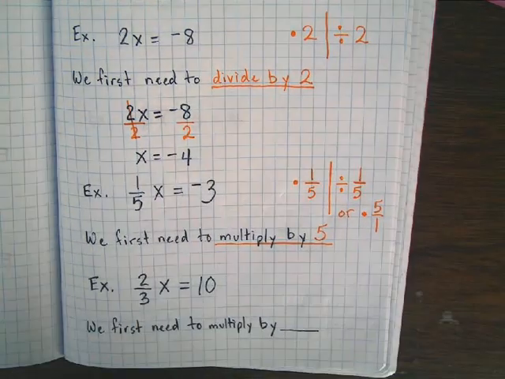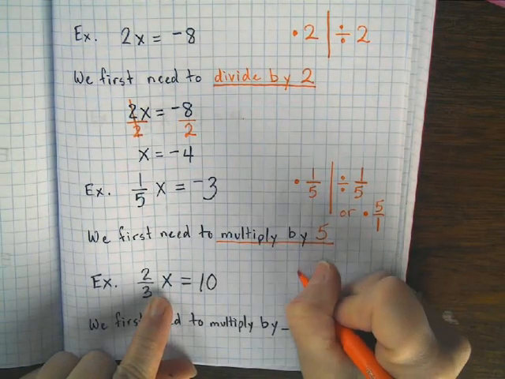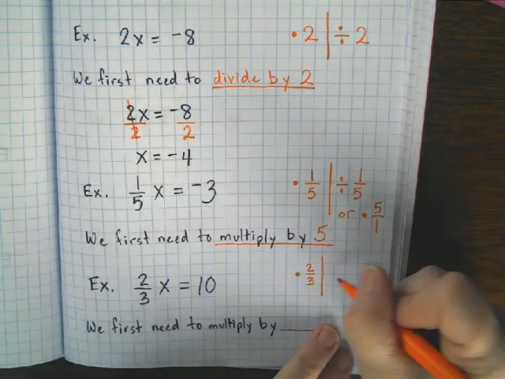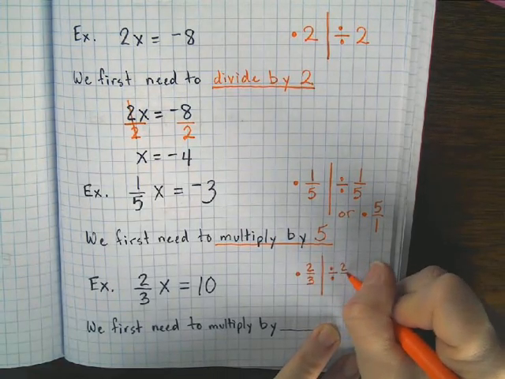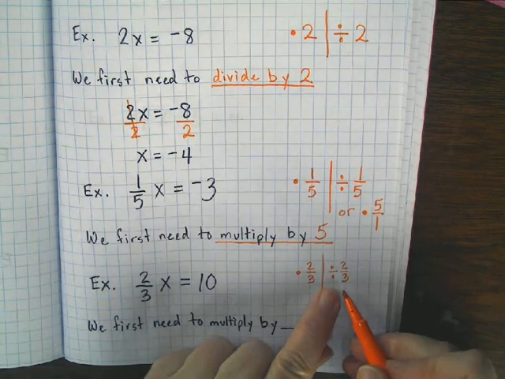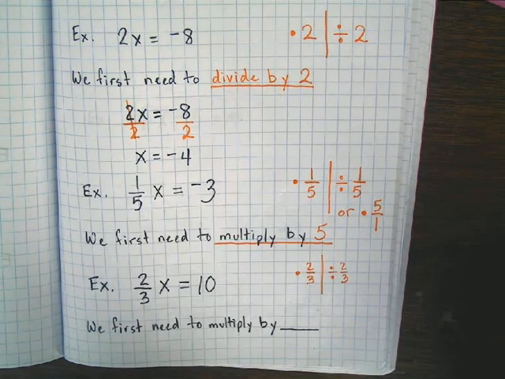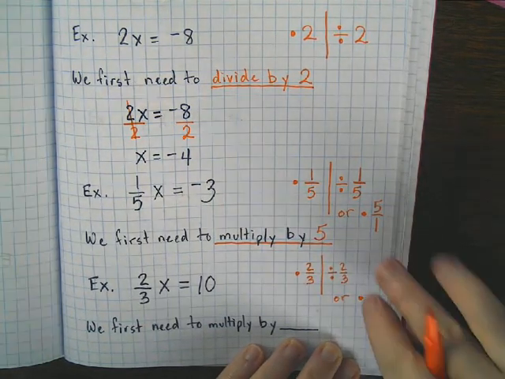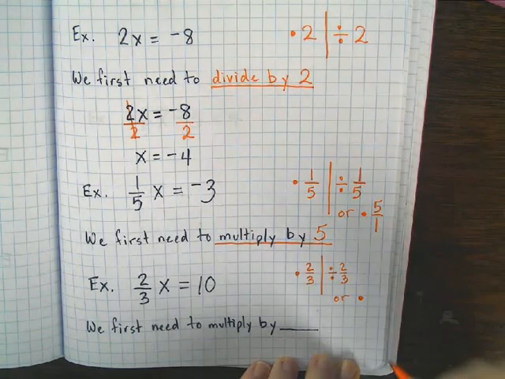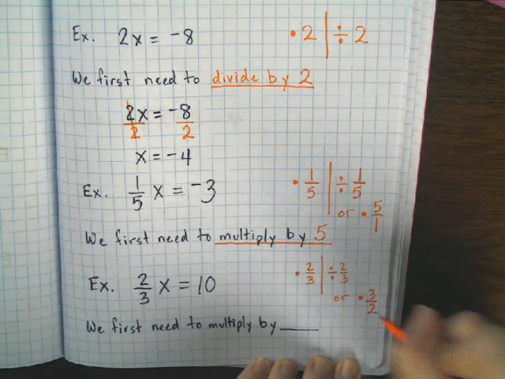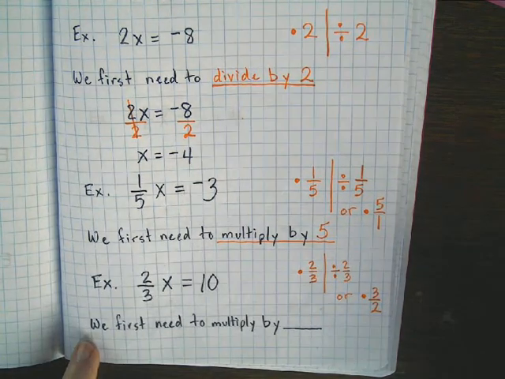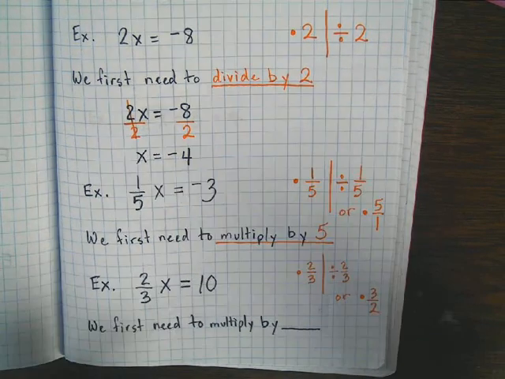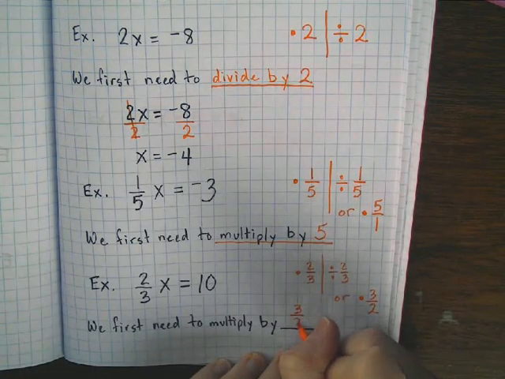Okay, so what's happening? I see x is being timesed by 2/3. The opposite of multiply is divide. So divide by 2/3. But what do we do when we have divide by a fraction? We change it to multiply by the reciprocal, by 3 over 2. Okay, so if this was a problem in math space, we first need to multiply by 3 over 2. That's the answer.